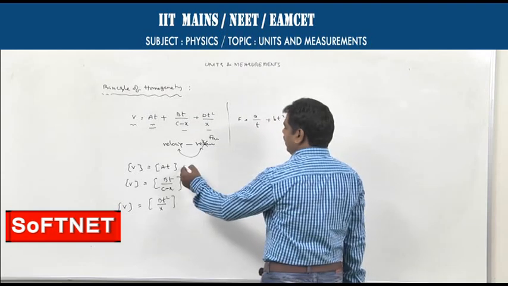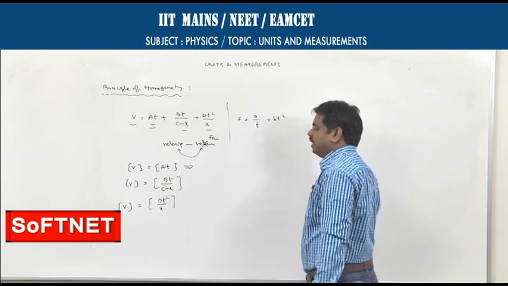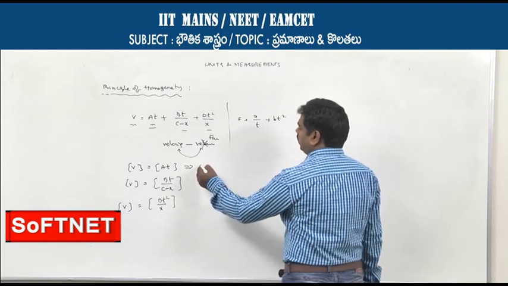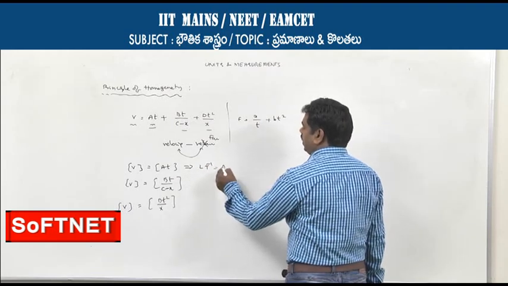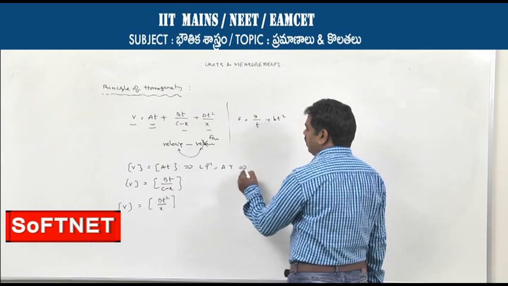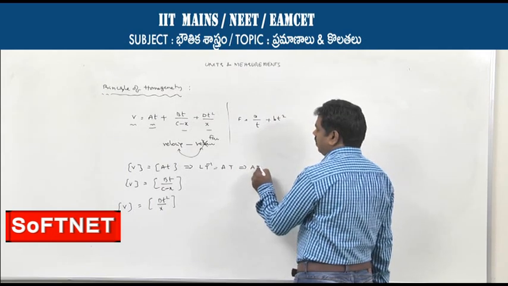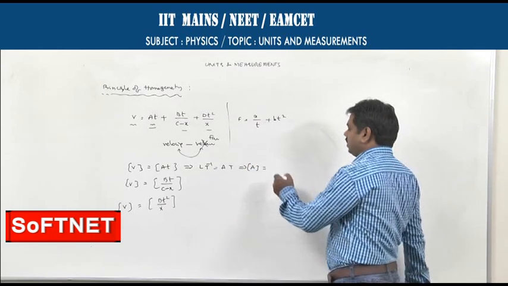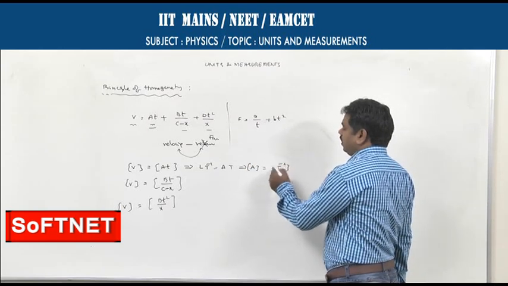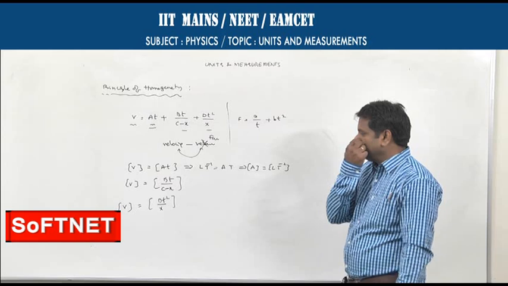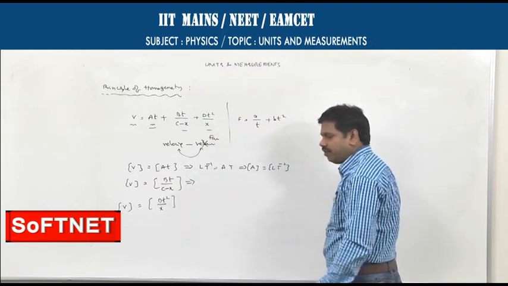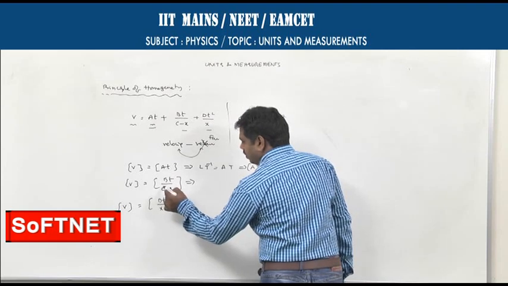And using this relation, we can easily get the dimensional formula of the constant A. How? Velocity is LT^-1, and A into time is equal to T. From this, the dimensional formula of A is LT^-1, and T goes to that side, so you will get LT^-2.